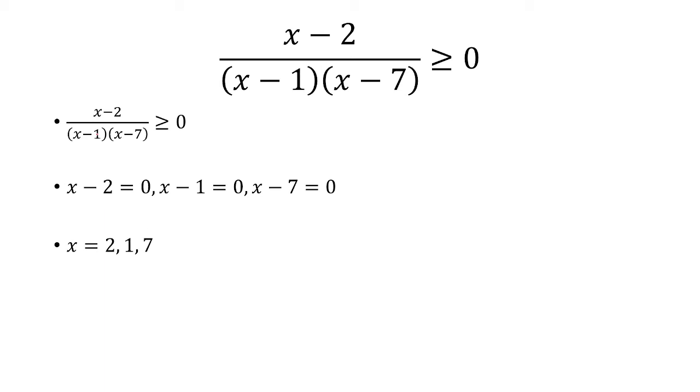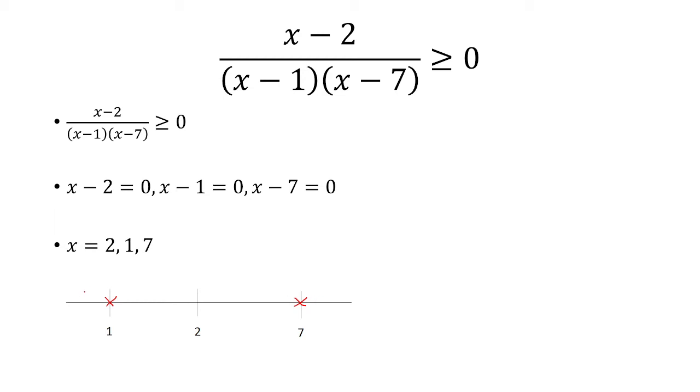Note that when x is 1 and 7, the denominator is 0, and the function is not defined there. So 1 and 7 are not going to be part of the solution. Now we're going to draw a number line and put an x around the 1 and the 7 because we're not going to include those points. And the goal here is to test the different regions.